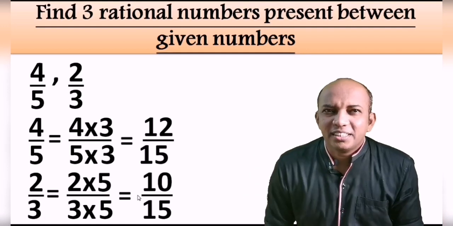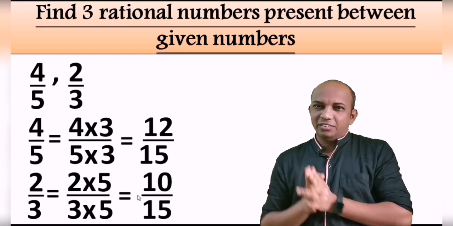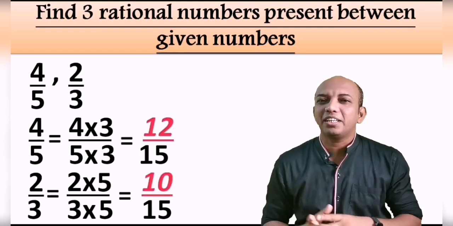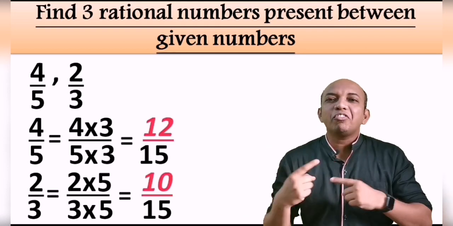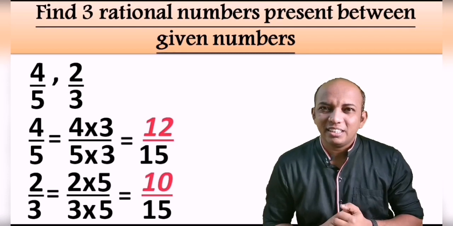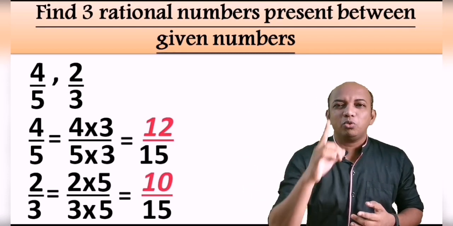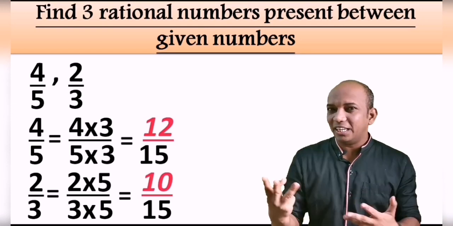Over here denominators are equal, that is 15 and 15. Yes or no? Yes. But the thing is, if you check the numerators 10 and 12, we do not find the required numbers, right? 3 numbers I mean to say. So between 10 and 12 we get only one number, that is 11, and we require 3 numbers at least.